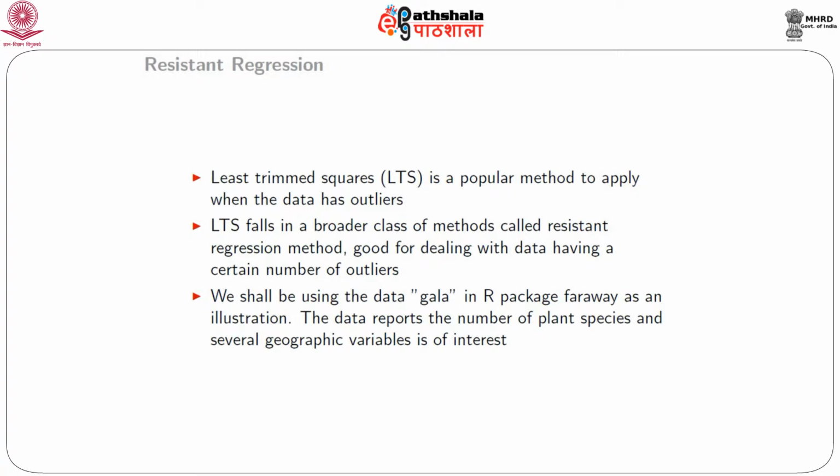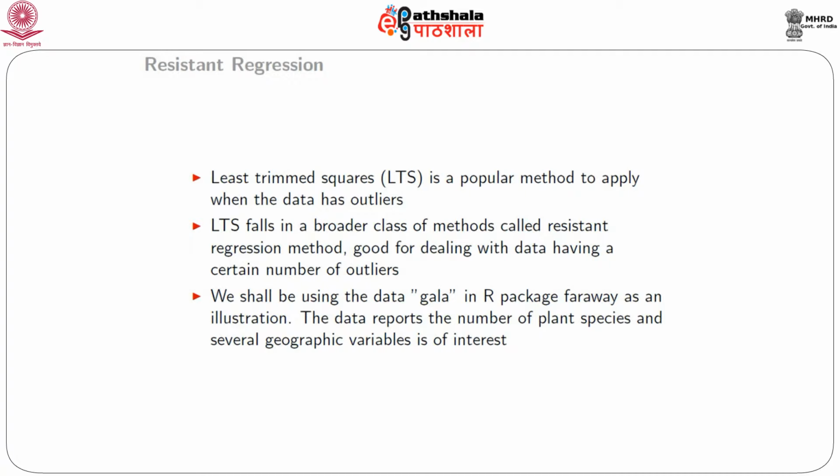Now, to apply the resistant method, we will use a data set called gala. This data set is in the library faraway. So, the first thing we do is load the library faraway, and then we use the data gala. Typing question mark gala gives us the description: the data contains 7 variables of 30 Galapagos islands, with the number of plant species and several geographic variables.